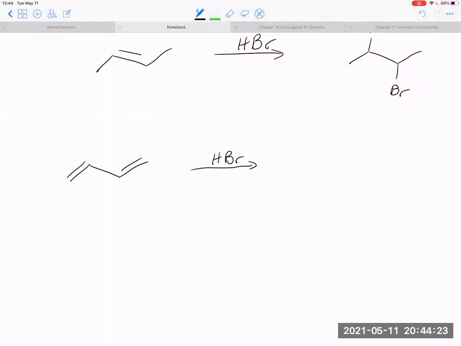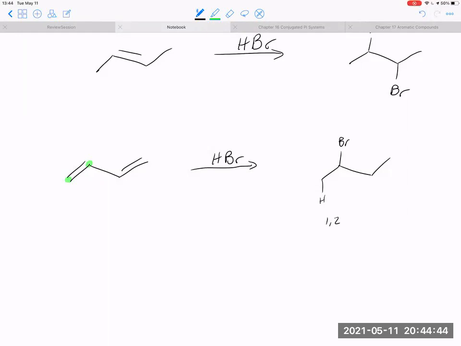Okay, and one thing that can happen is what's called the 1-2 addition, where it's no different than if it was an isolated diene. We have a bromine added to one side of our double bond and a hydrogen added to the other side. This would be called the 1-2 addition product.